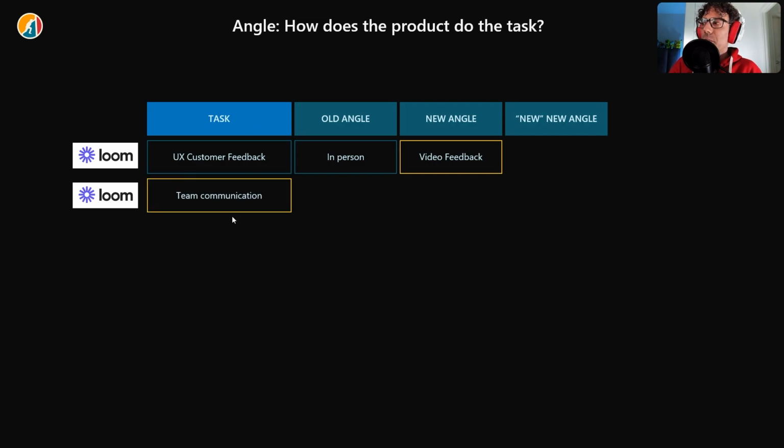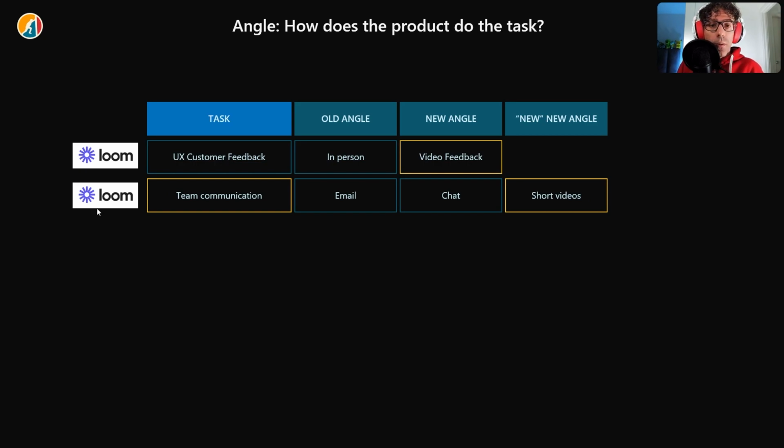And they saw people using it for something completely different. Same product, completely different task. Team communication. They were sending short videos to each other. Where the old angle is email, the new one that now kind of looks old is Slack, is chat. And the new one, yeah, why write a really long email or chat message when you can just record a 2-minute video? That's better.